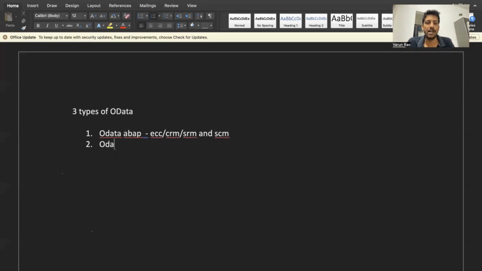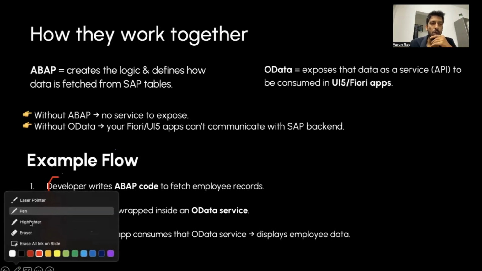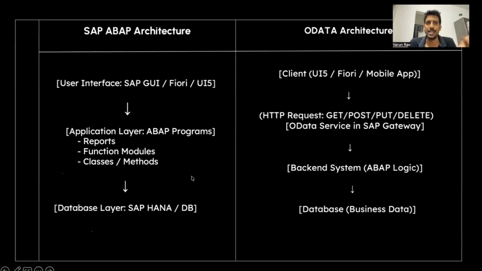Now, the next one that we have is OData on HANA. When we talk of OData on HANA, this is a bit different. It works with SAP HANA specifically. Then we have OData for external services. When we talk of external services, this is built to deal with non-SAP systems. All right, so this is what we have. Now, when we talk of the example flow, I hope you have understood the relation.